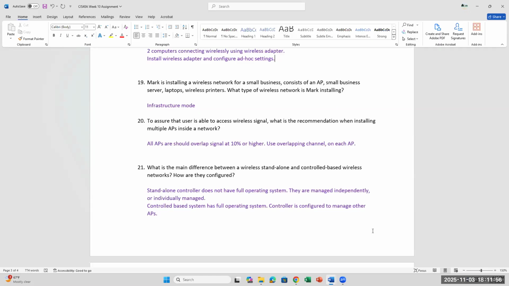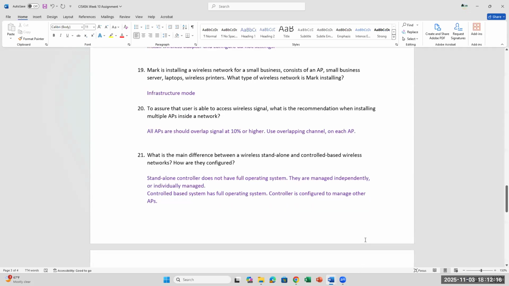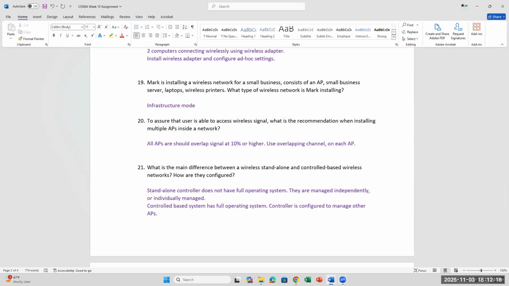And sometimes the system itself would have an interface where you can go and configure, right? But with the standalone one, you just have to modify the access point itself. So you would go to its configuration, so it doesn't run a full OS. Any questions?